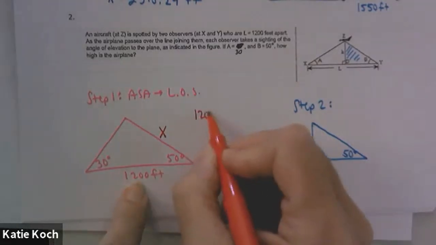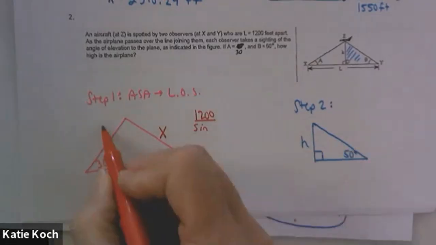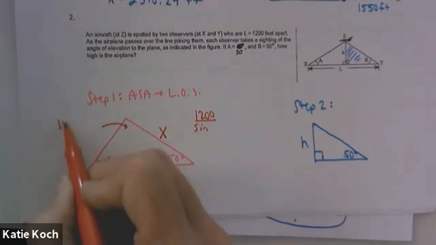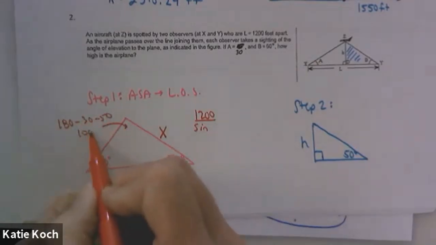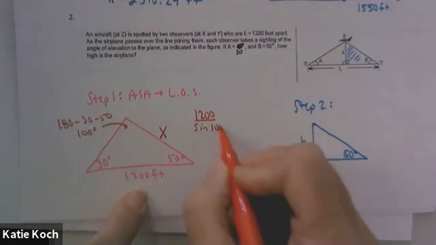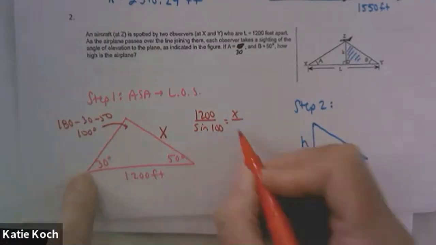So law of sines says the side 1,200 over the sine of the angle opposite it. Well, the angle across from it I don't yet know, but it's really easy to find. Just 180 minus 30 minus 50. That's going to be 100 degrees. Equals, and then it would be x over the sine of 30.